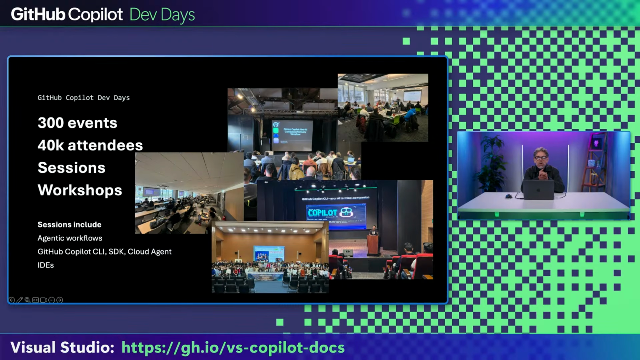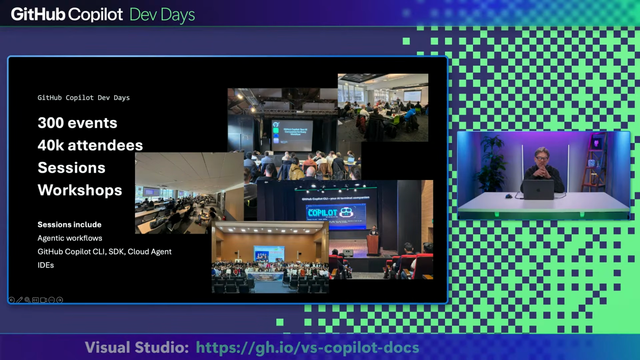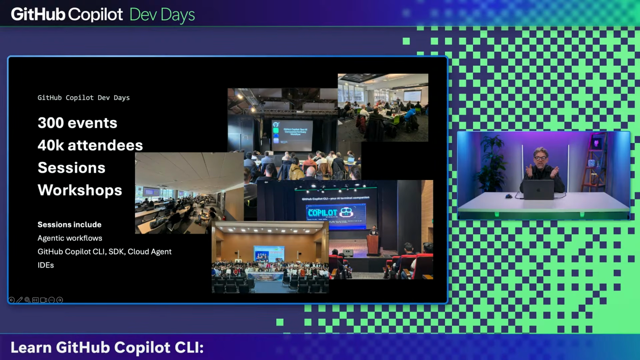So GitHub Copilot Dev Days started way back in April, with 300 different community events across the world where 40,000 different attendees came together to learn about GitHub Copilot. We had sessions and workshops, and sessions included everything from learning about the new agentic workflows, Copilot in the CLI, the SDK, coding agent, all over the place, and using it in the IDEs as well. And you can see some photos there of the people who got together at the different workshops. So a lot of fun.